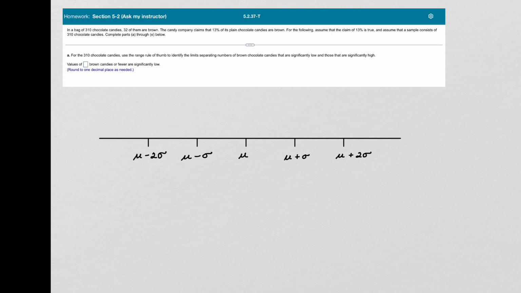So what the range rule of thumb says is that if we are at or below the mean minus 2 standard deviations, then we have a value that is significantly low. And if we have a value that is at or above the mean plus 2 standard deviations, then we have a value that is significantly high. And if we're somewhere in the middle, then we have a value that is not significant. So that's what we're going to figure out here.